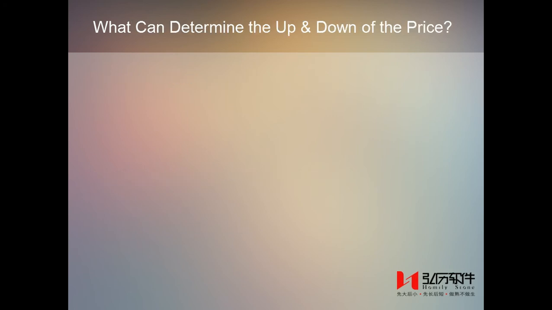So what can determine the up and down of price? Let's think about it. Actually, the answer is banker fund. What's the banker fund? The banker is very, very important in the stock market, whether in the Singapore market, the Malaysian market, or the American market. In the stock market, there are always bankers. They control the price, and they have big money. They have huge funds, right?